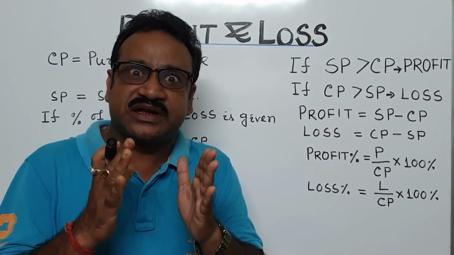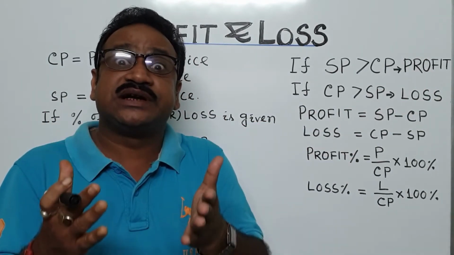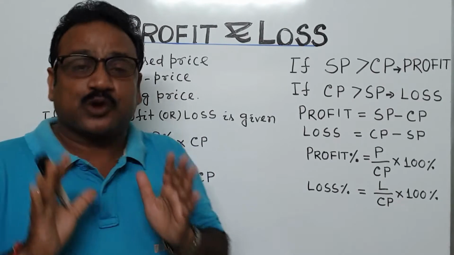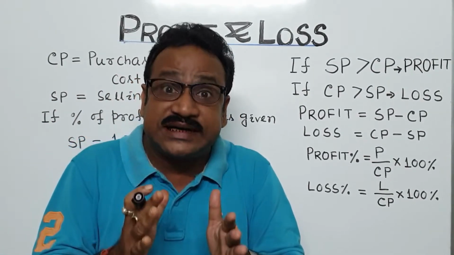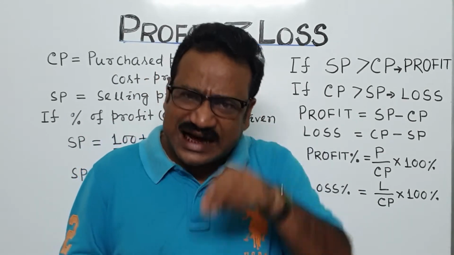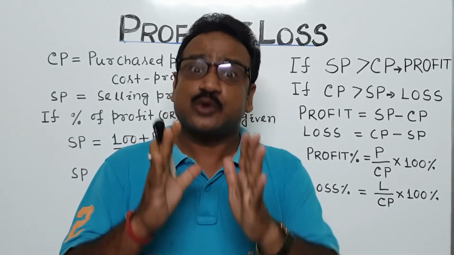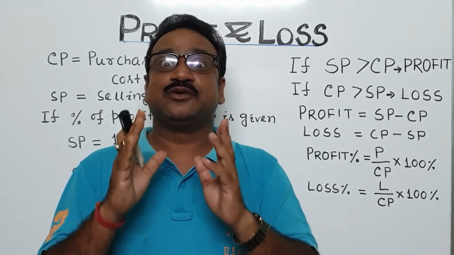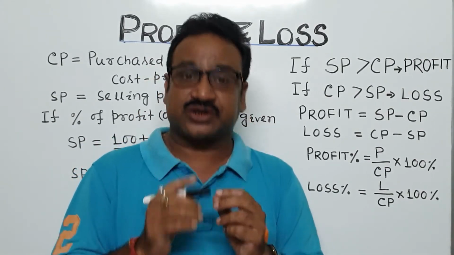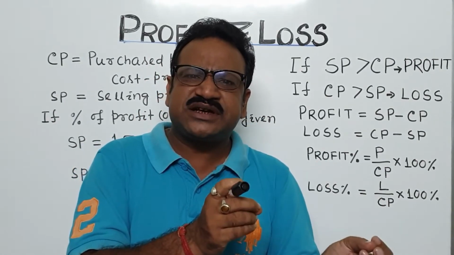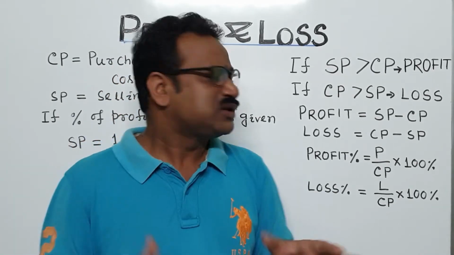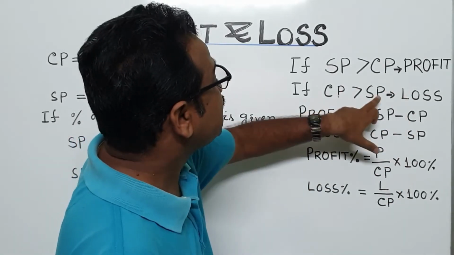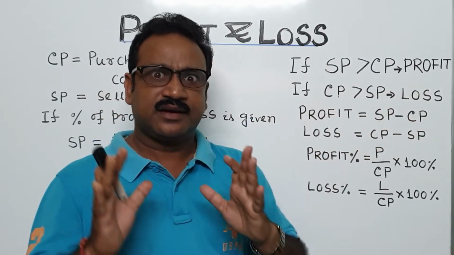If you purchase the thing at a higher price and sell it at a lesser price, suppose you purchase the thing at rupees 100 and sold it at rupees 80, in that case you are having loss, नुकसान होगा. 100 रुपए में चीज खरीदा, 80 में बेचा, तो नुकसान होगा ही होगा. So CP greater than SP, then loss.